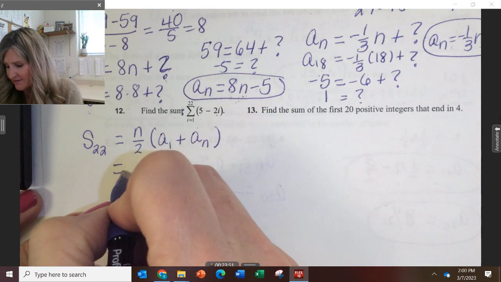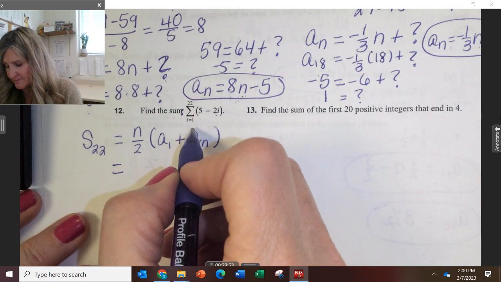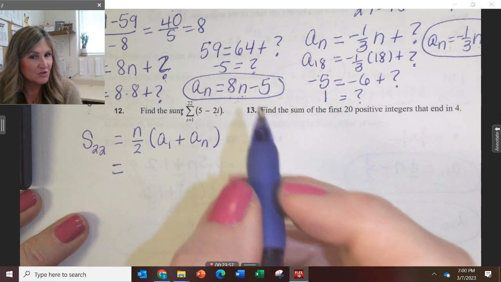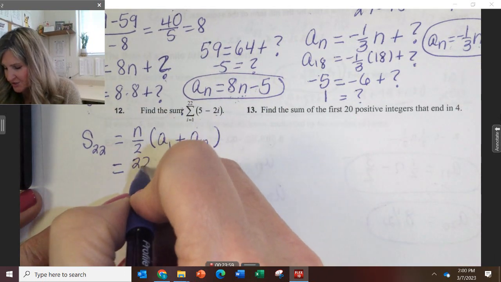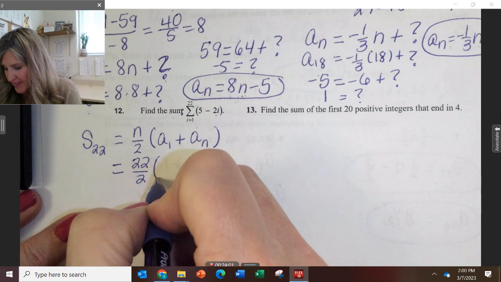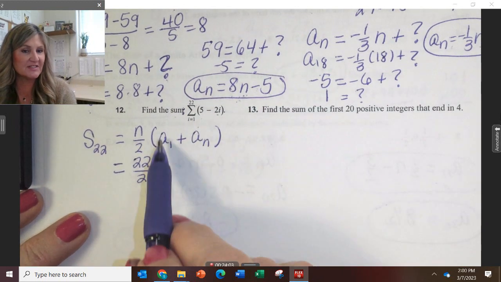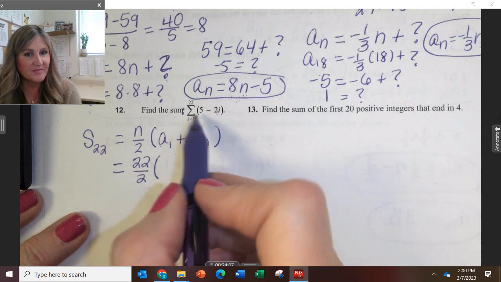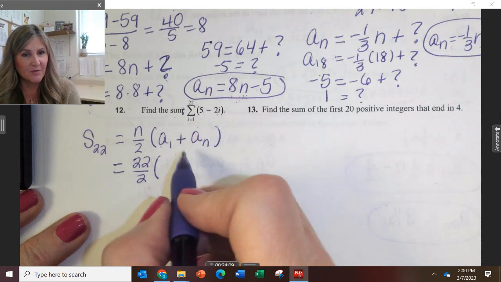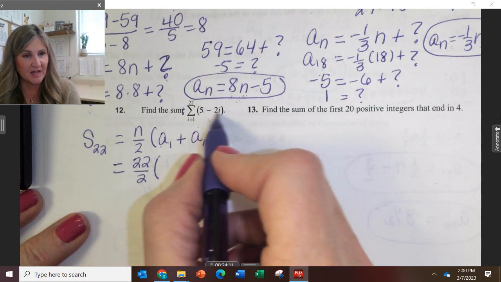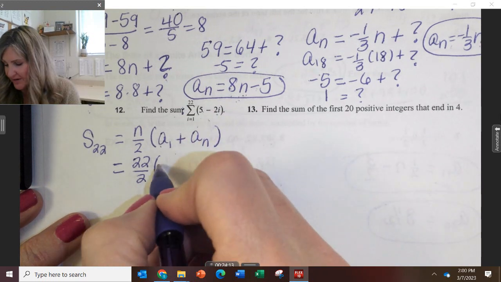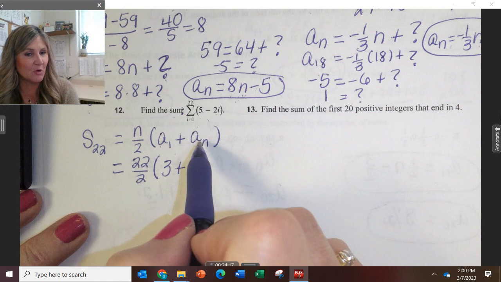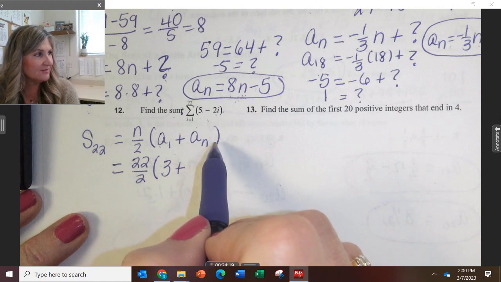So what is the n value? We're going from 1 to 22, so what's the n value? 22. So it's going to be 22 divided by 2. How do we find the first? How do we find A sub 1, the first term? Plug in 1. What do I get if I plug 1 into my formula? So 3 is going to be the first term. How do we find the last term, or the 22nd term?